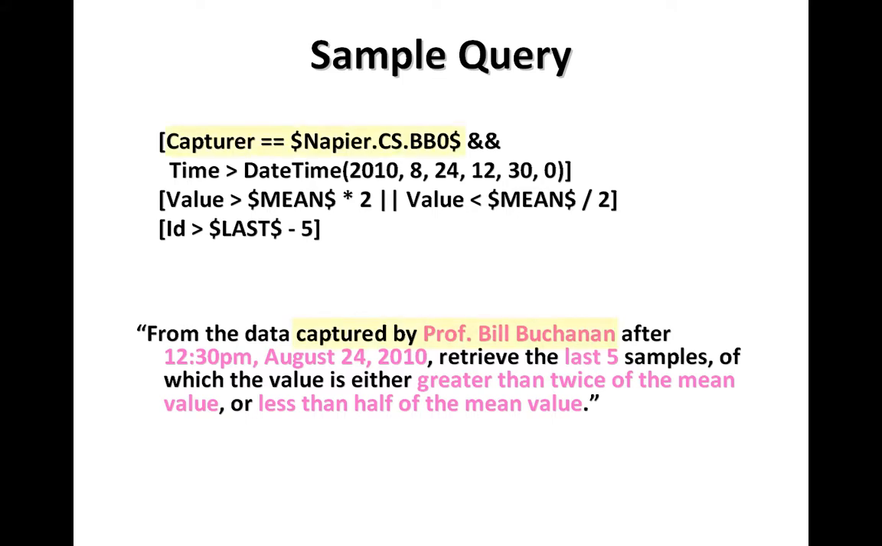Here is a sample query. From the data captured by Professor Bill Buchanan after 12:30 p.m., August 24, 2010, retrieve the last 5 samples, of which the value is either greater than twice the mean value or less than half of the mean value. Now let's have a look at how Dakar's data bucket works in practice.